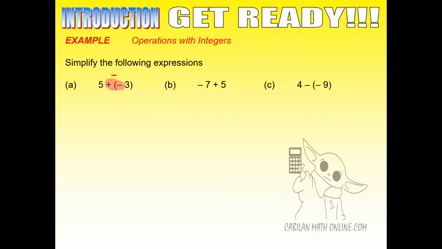So anytime you see a combination of a positive and negative or a negative and a positive, don't forget to change it to a minus sign. So that now becomes 5 minus 3, which becomes 2.